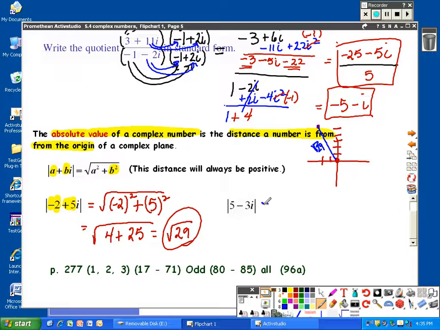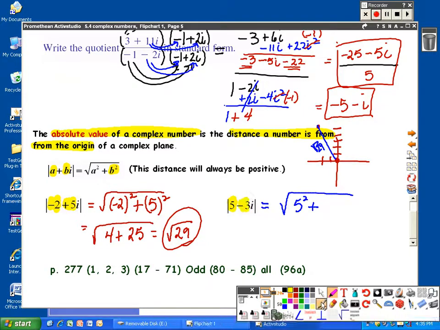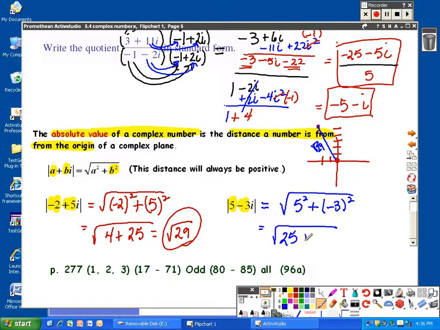Let's try this one. The absolute value of 5 minus 3i. So it would be the square root of a is 5 squared plus b is negative 3. So negative 3 squared, which is 25 plus 9, which is square root of 34.